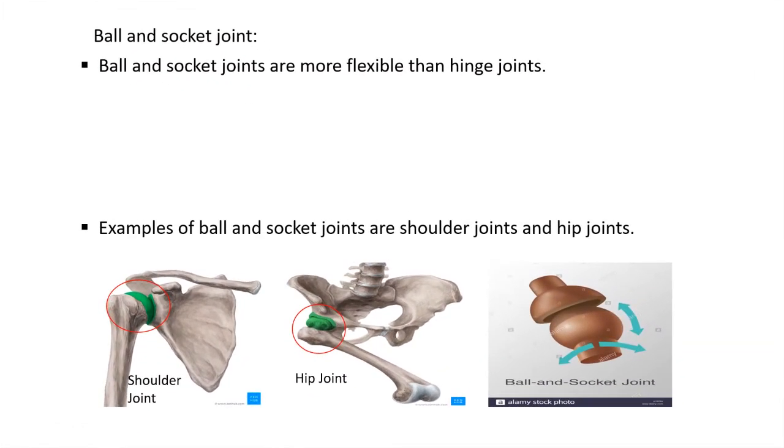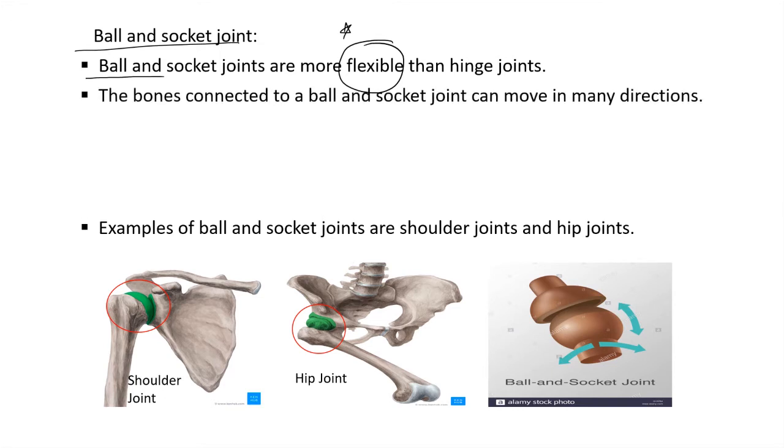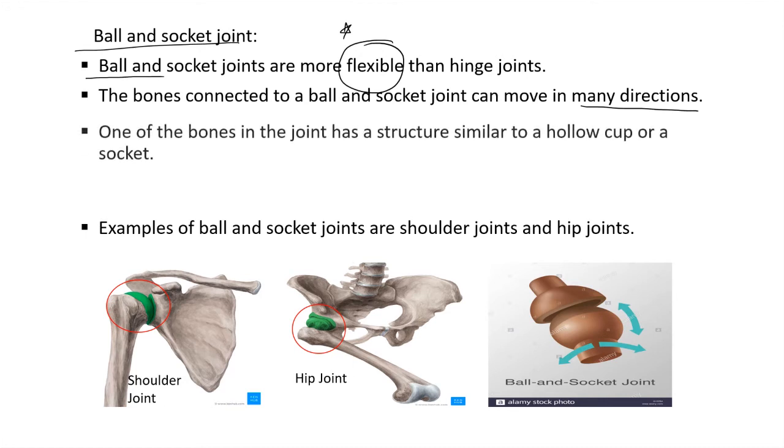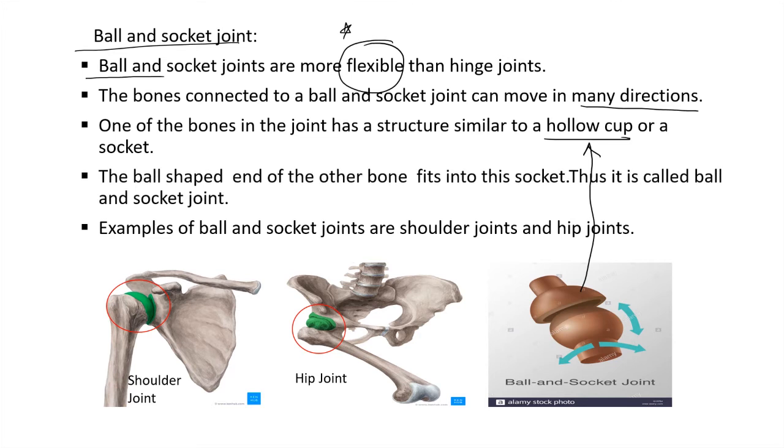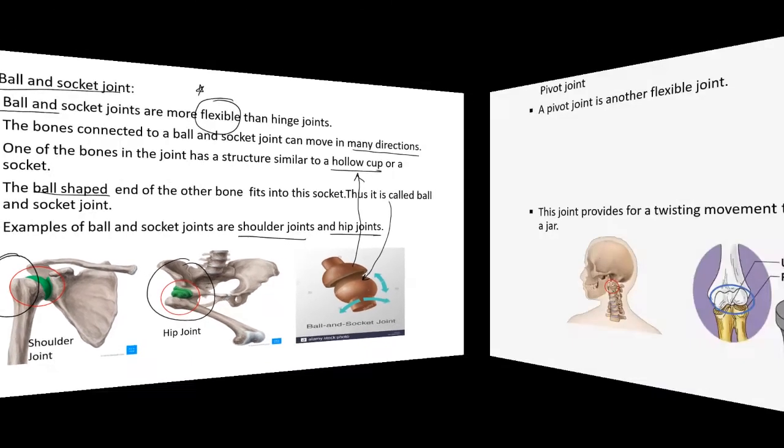Ball and socket joint. Ball and socket joints are more flexible than hinge joints, because a hinge joint can move only in one direction. The bones connected to a ball and socket joint can move in many directions. One of the bones in the joint has a structure similar to a hollow cup or a socket. The ball shaped end of the other bone fits into the socket, thus it is called a ball and socket joint. Examples of ball and socket joints are shoulder joints and hip joints.